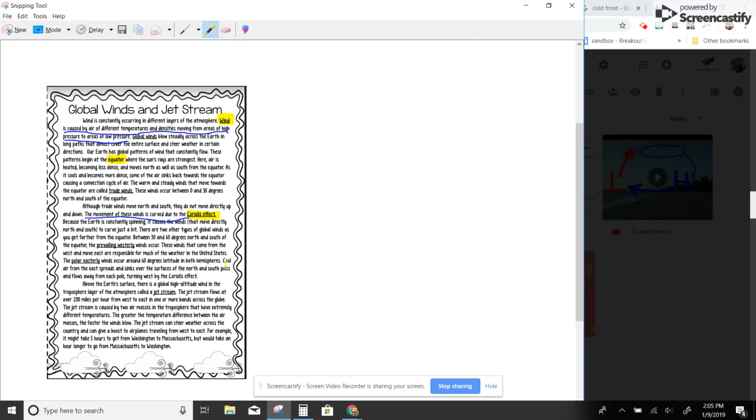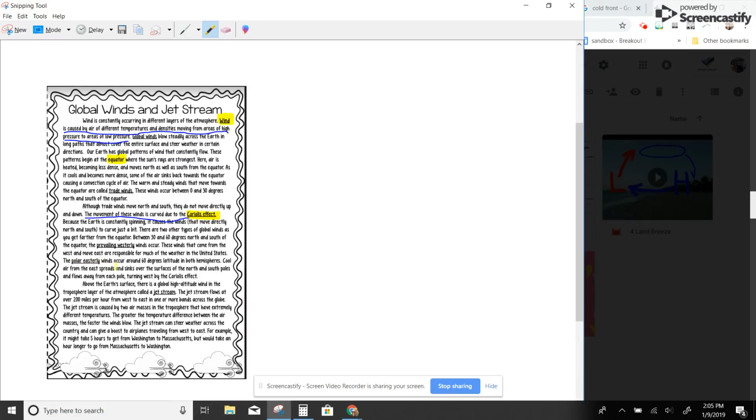Between 30 and 60 degrees north and south of the equator is the prevailing westerly winds, and this is actually where we're located. These winds come from the west and move east. Again, we talked about this in weather when we talked about the weather comes from the west for us and it moves east. The majority of the time when we see radar on the screen by weathermen, you see the storms moving across the screen from left to right, or from west to east. These are responsible for much of the weather in the United States.